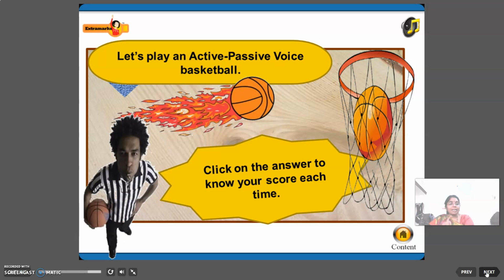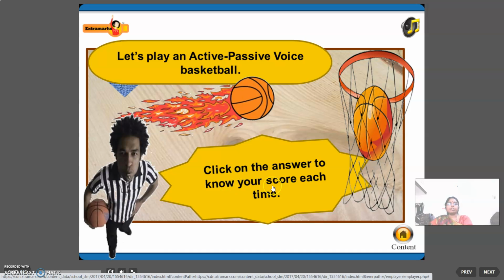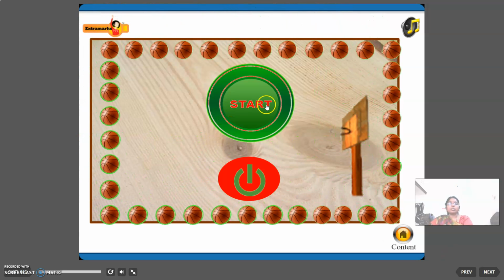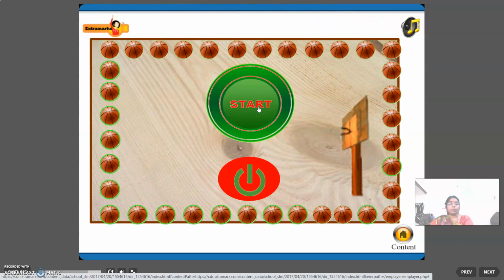We will play a game now. Shall we? Yes. Let's play an active passive voice basketball. Click on the answer to know your score each time. Shall we play that? Yes. Now it is for you. On behalf of you, I am going to click. Sometimes it will be wrong and sometimes it will be correct.